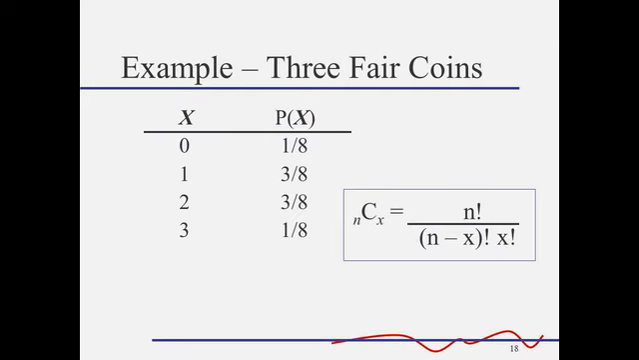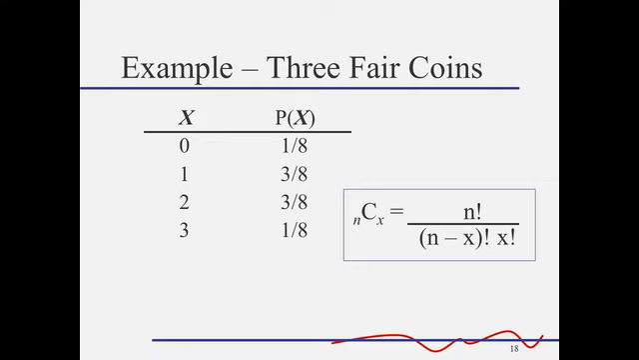We know the probabilities already. Is there a way to figure out the probabilities without writing out the sample space? In fact, the answer is yes. We can use our counting techniques. In how many ways can we choose 0 of the coins to be heads out of 3 coins?